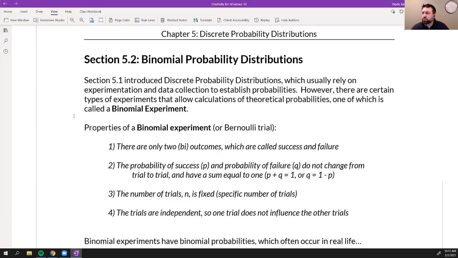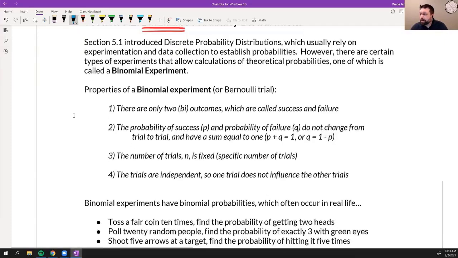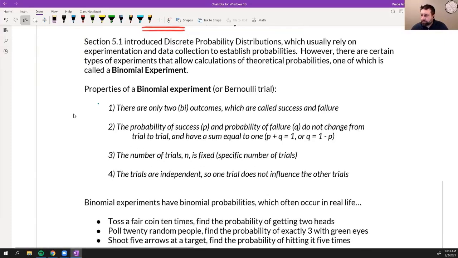So in 5.2, we are looking at a very special type of probability distribution. We're looking at a binomial situation. So here are the conditions for a binomial experiment. Number one, there are only two outcomes.